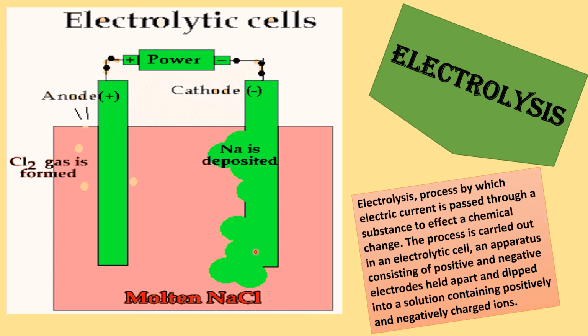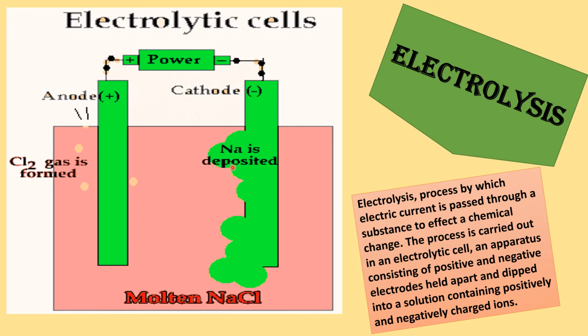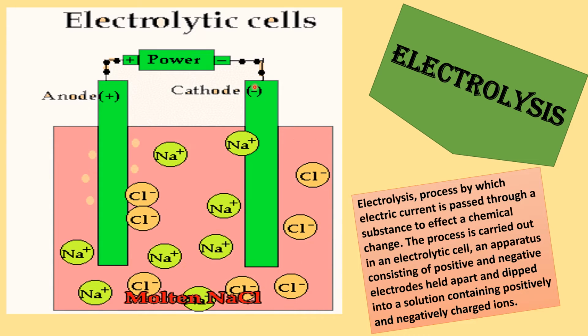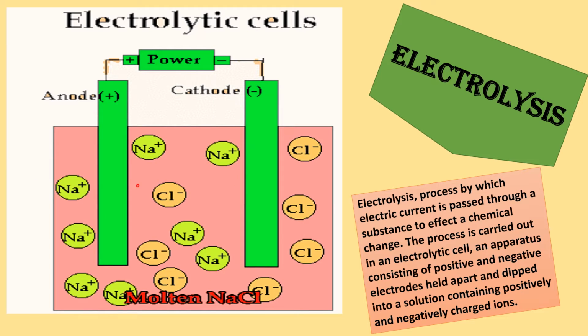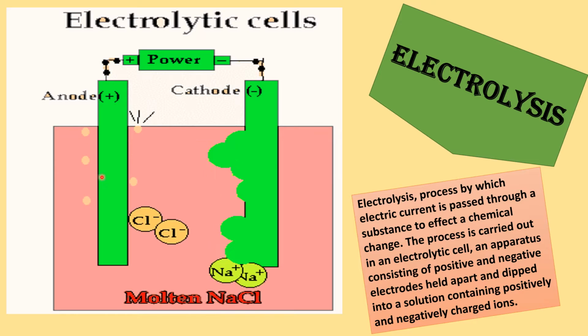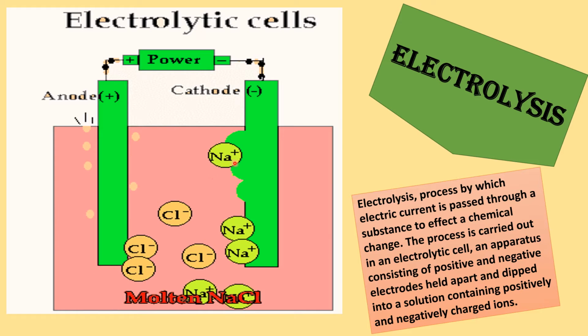Now what will happen? See, sodium ion, Na plus ion, is going to cathode. Because cathode is negative, so cation used to go to cathode. And because anode is positive, so Cl minus ion is going to anode. That means anion goes to anode and cation goes to cathode.